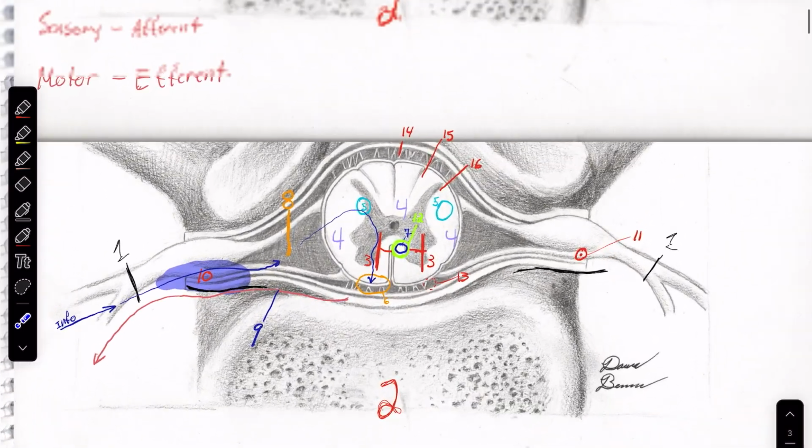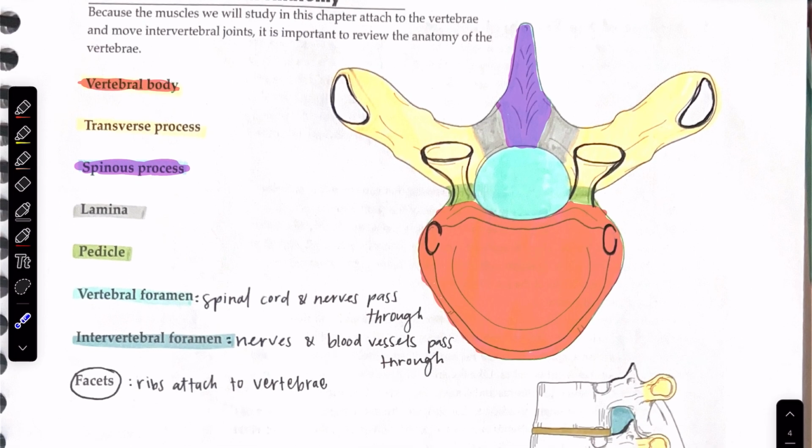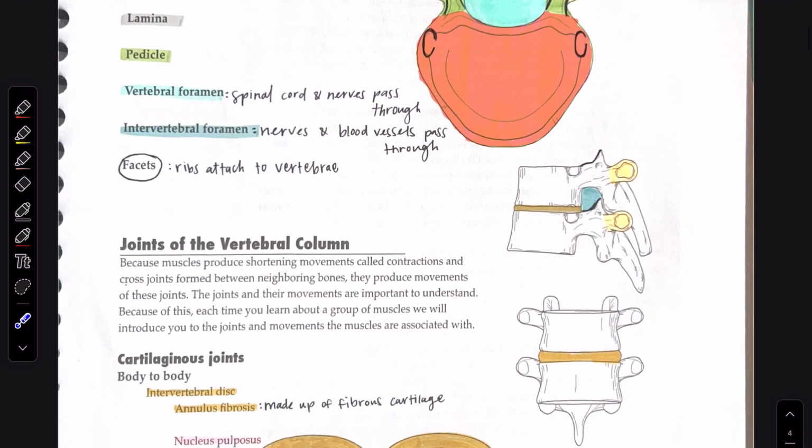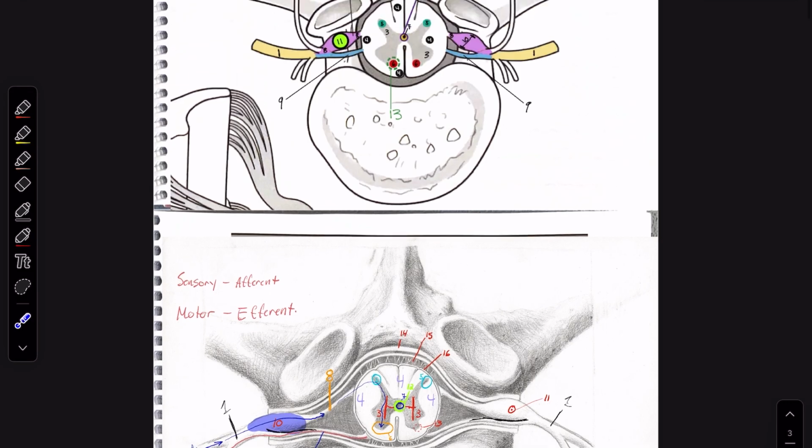If you're wanting to review on the vertebral anatomy, here it is. Transverse processes. These are the transverse processes. These are the facets. Spinous processes. Here's your lamina. Your vertebral foramen. And then intervertebral foramen. And that's it. So hopefully this video helps, and we'll see you in the next one.